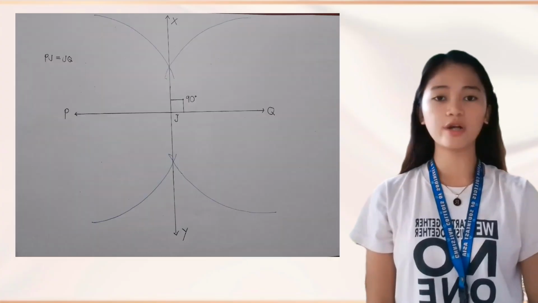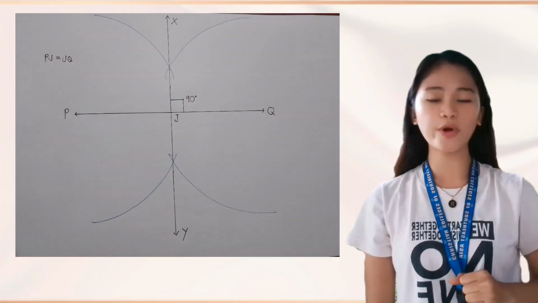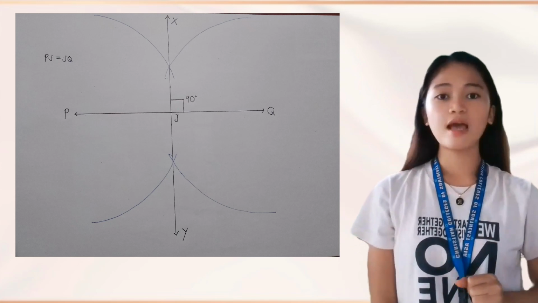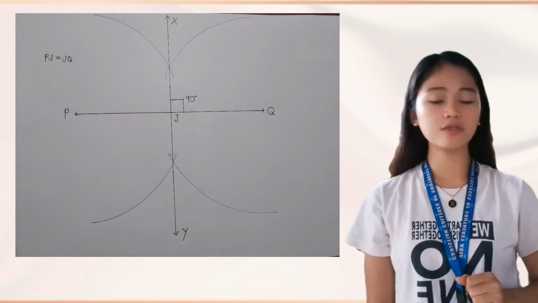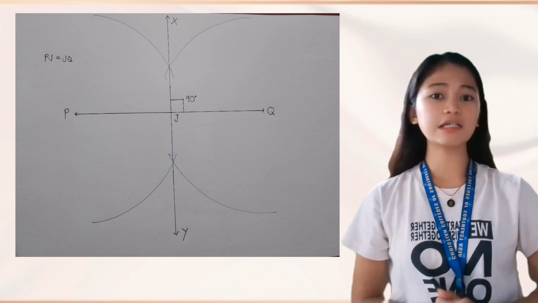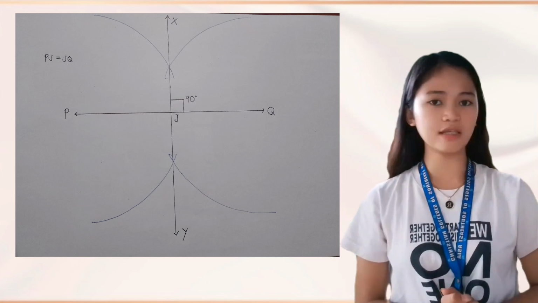The perpendicular bisector bisects PQ at a point J. That is, the length PJ is equal to JQ, and the angle between the two lines is 90 degrees.